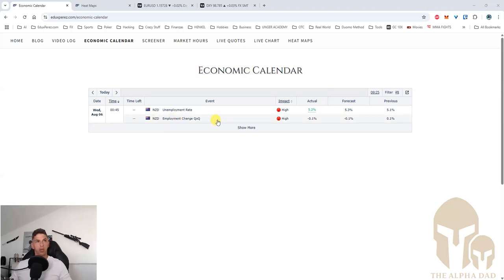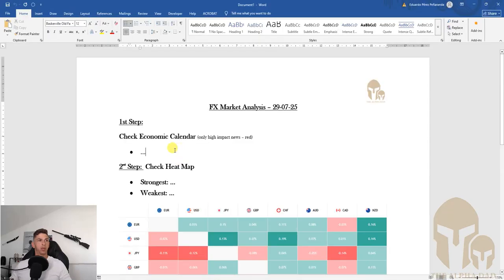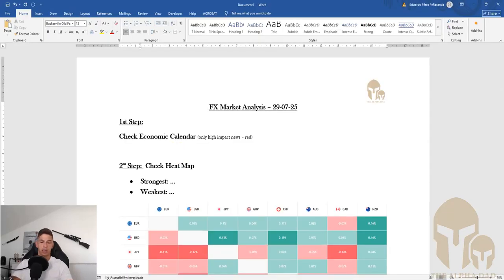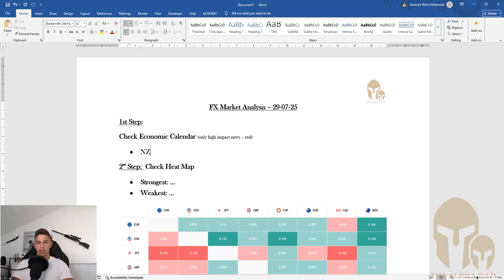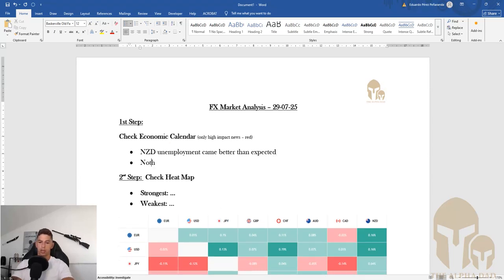Now we move on to today's economic calendar. No news during London or New York. We already have good news for NCD, right? An unemployment rate that came lower than expected. So let's start here. Economic calendar, NCD unemployment came better than expected. Nothing else during London or New York.